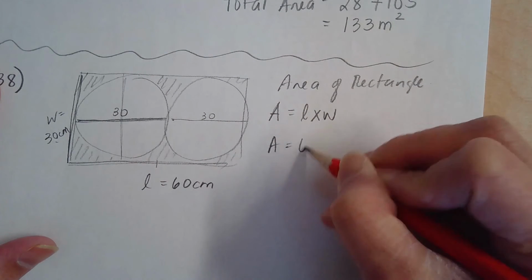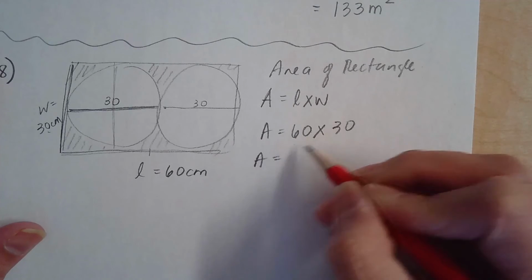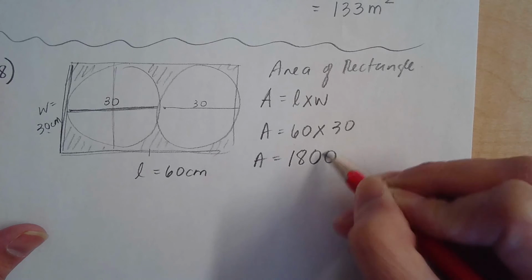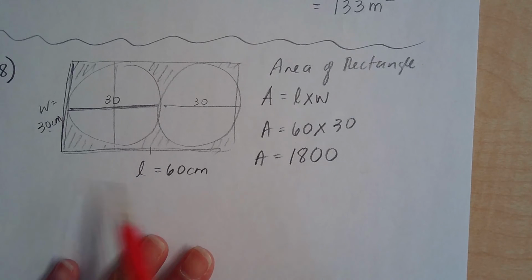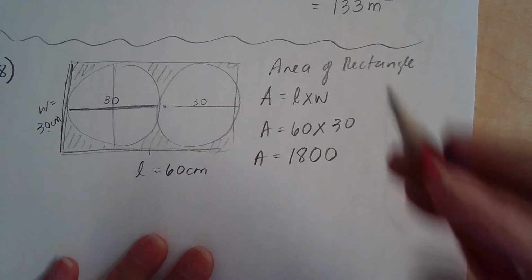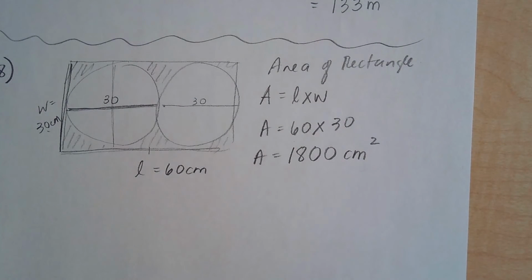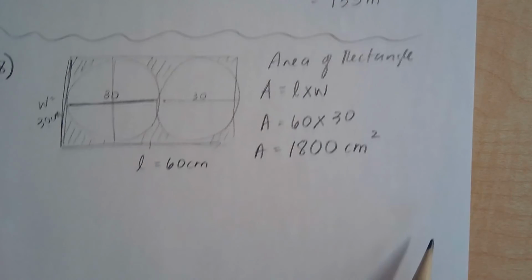So now area is length times width. Length is 60 times 30, which is going to be 100, sorry, not 100, 1,800. Okay, 1,800. And because it's an area, it's centimeters times centimeters, so it's going to be centimeters squared. Anything that says area or surface area, it's going to be unit squared. Okay, so now we figured that out.